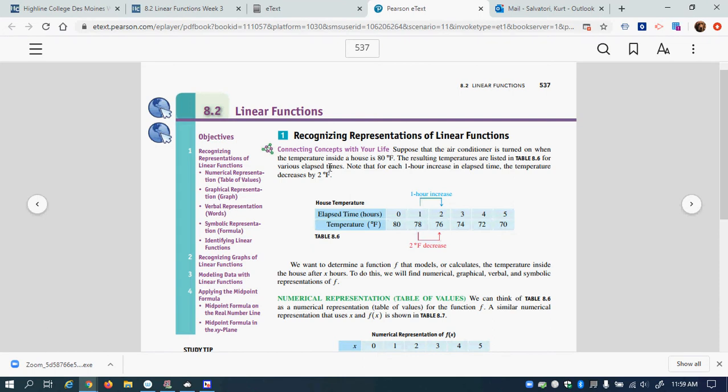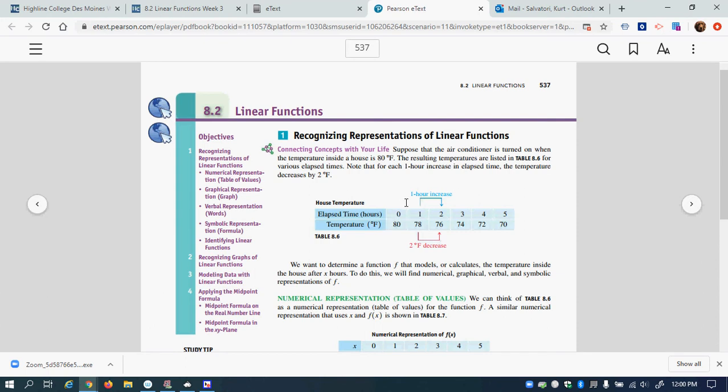Just to put this in context, suppose that the air conditioner is turned on when the temperature inside a house is 80 degrees Fahrenheit. Then the result of the temperatures are listed. So here is the table for the air conditioner. Here's the amount of time that's lapsed, and here is the temperature. At 0 time, the actual temperature is 80 degrees.